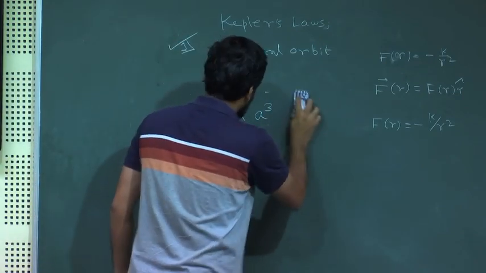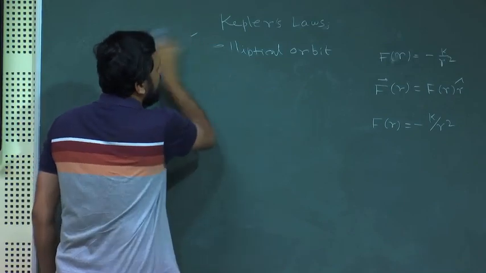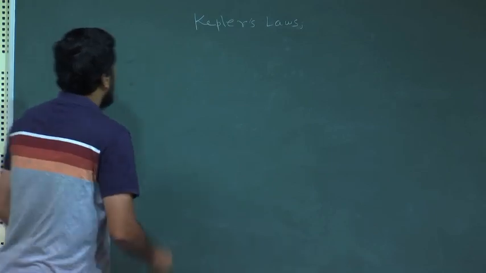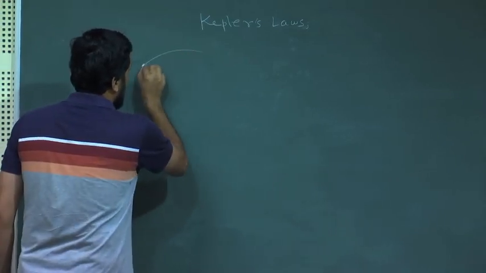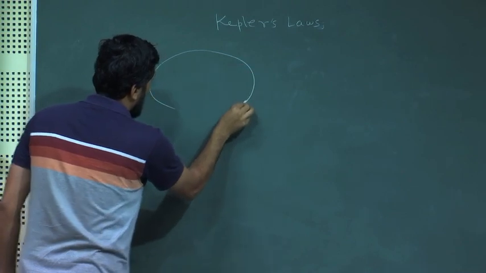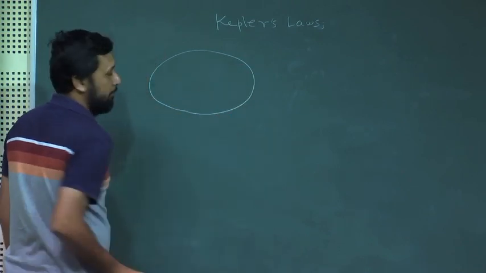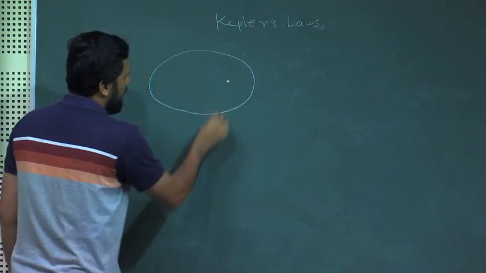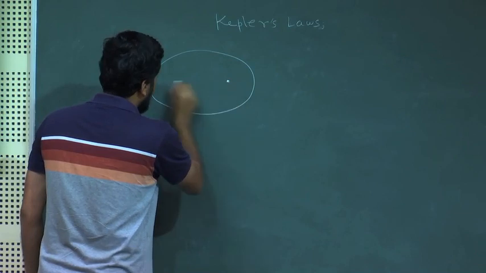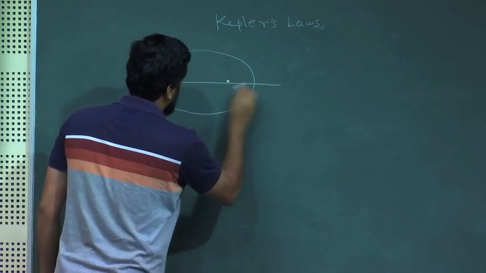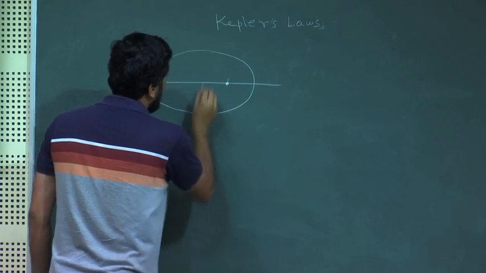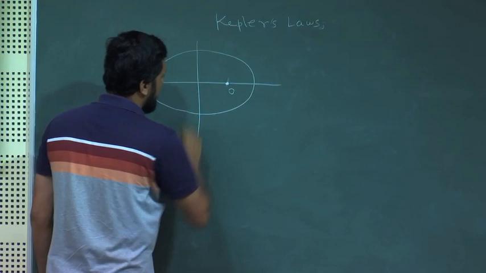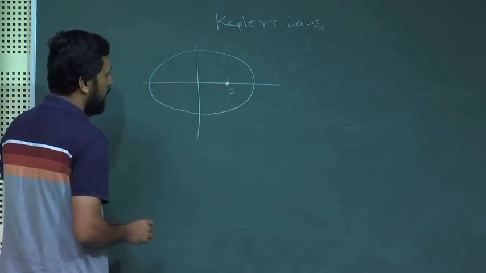Let's do that. We'll just remove this because we need the space. So this is an ellipse. This is one of the foci. We take our origin here. This is the major axis. This is the minor axis of the ellipse. This is the center of our coordinate system, O.